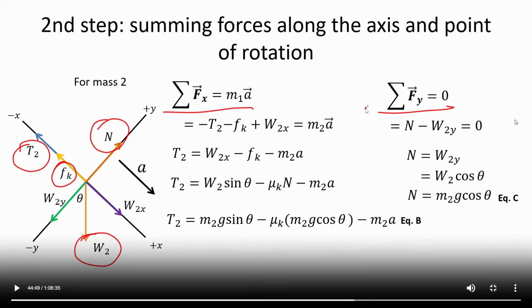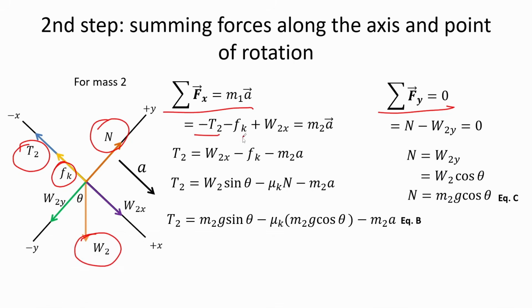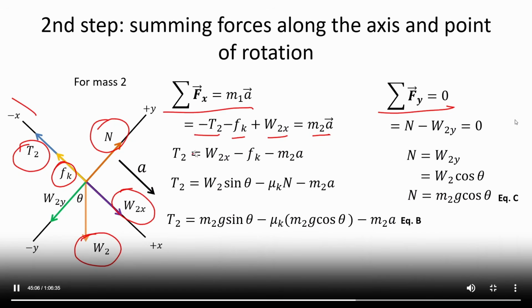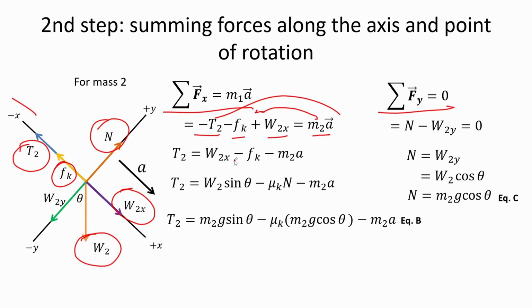So for the sum of forces along x, we have negative tension 2, and the negative kinetic friction going here also. Then the counter is the weight 2x going here, equal to m2a. Tension 2 can be written as weight 2x by transposing this side. So weight 2x minus fk minus m2a. Weight 2x is weight 2 sine theta, fk is mu k times the normal, minus m2a.